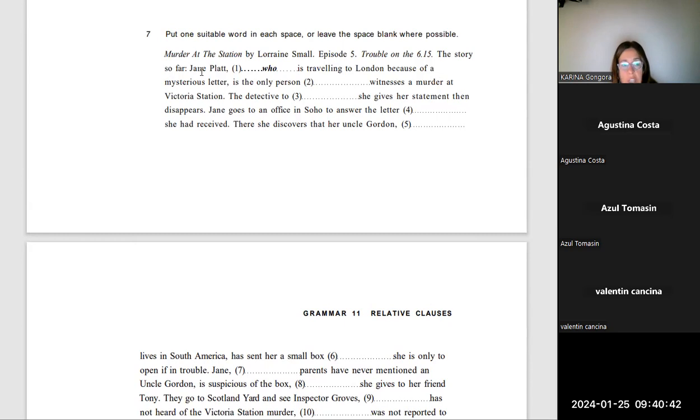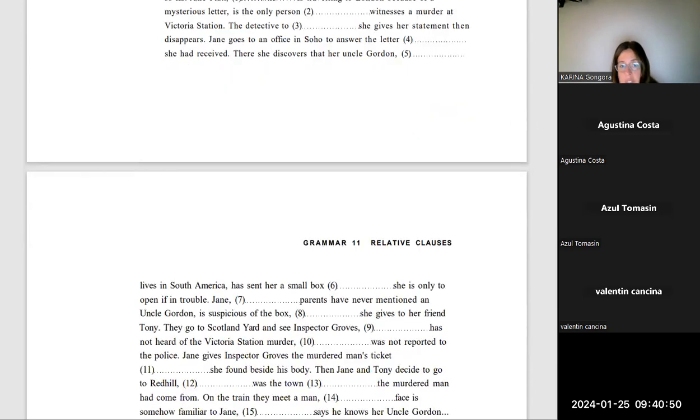The story so far. Jane Platt, who is traveling to London because of a mysterious letter, is the only person, there we go, and there we have everything. Okay, here we need a subject, right? Someone doing the action. So, of course, this is who, right? Of course, it can also be that because it is a defining relative clause. Is the only person that or the only person who witnesses a murder at Victoria Station.